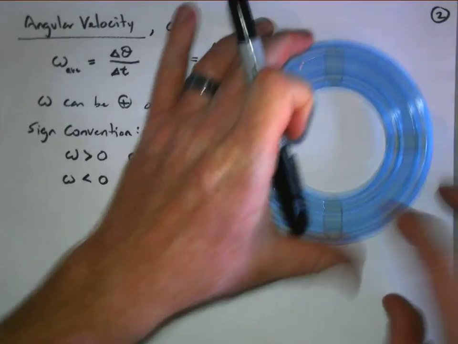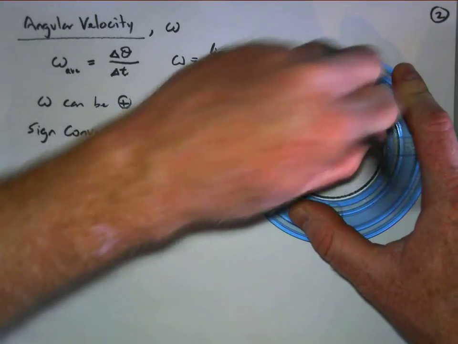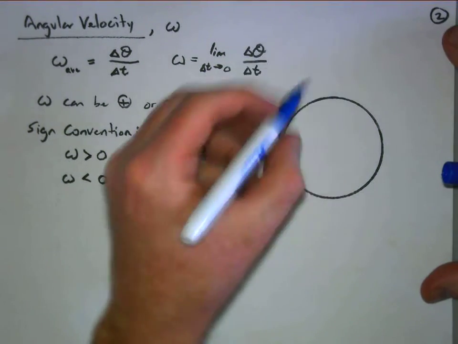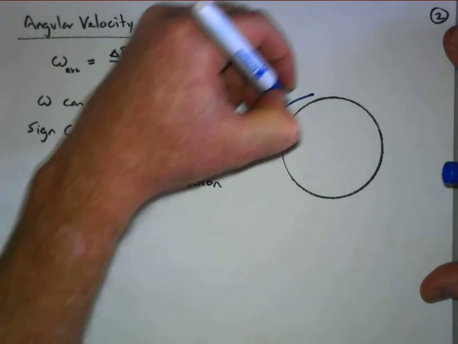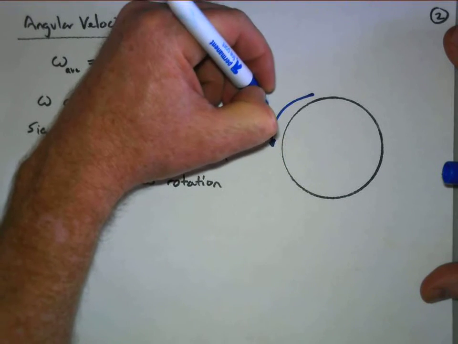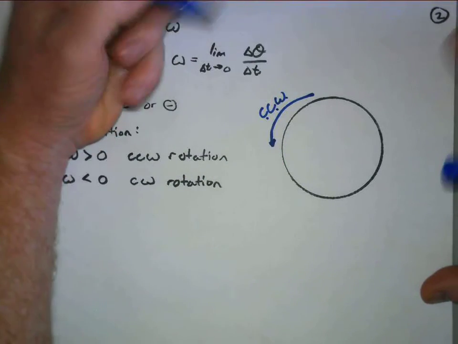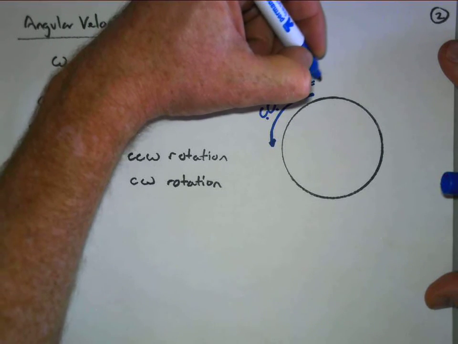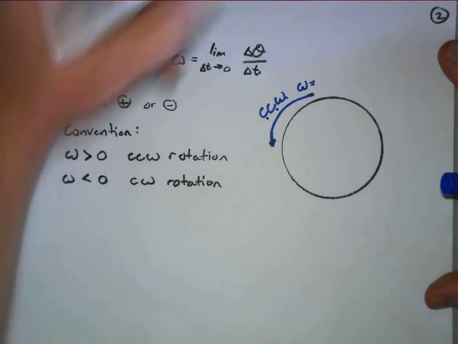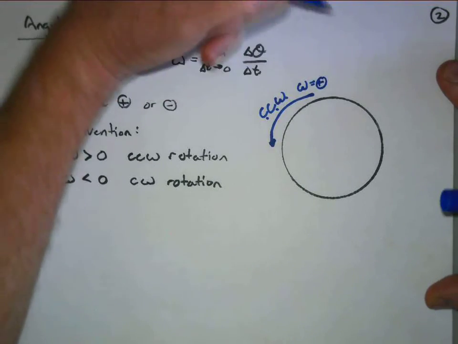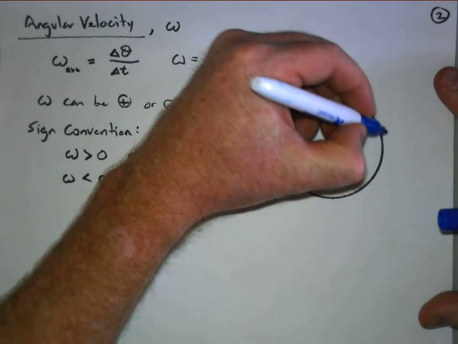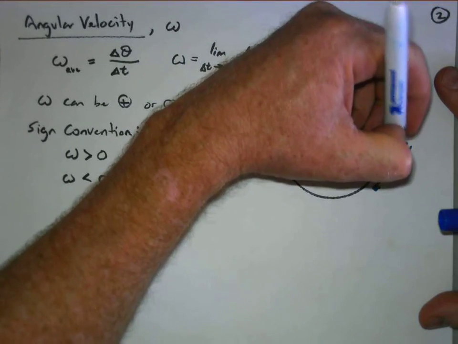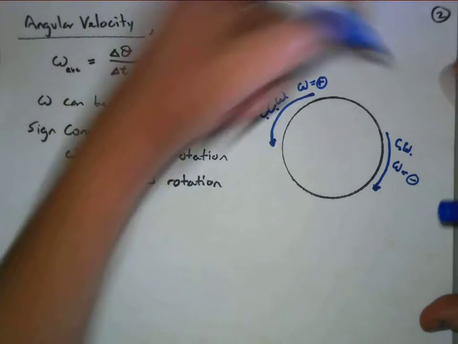So we can see that. I can show you that real quick here. And so if we have counterclockwise rotation, then omega, I'm sorry, I shouldn't say omega, I really should say angular velocity. Angular velocity will be positive. On the other hand, if we have clockwise rotation, angular velocity will be negative.